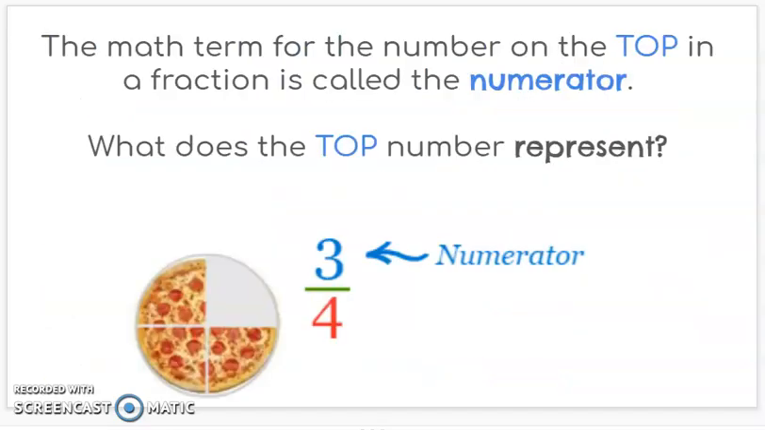All right, let's talk a little bit more about fractions. The math term for the number on the top of a fraction is called the numerator. What does the top number represent? Well, the top number, the numerator, represents how many pieces we have of the whole, or how many copies of our unit. So of this pizza, we have 1, 2, 3 of the pieces, 3 slices that we need, so we have the number 3 on top.